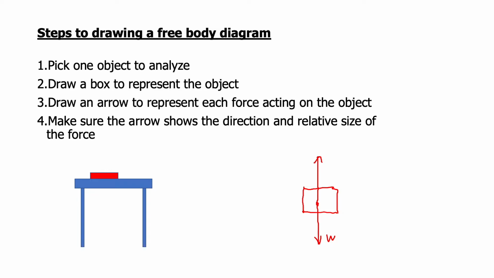Since the book here is at rest on the top of the table, we assume that these two forces are equal in magnitude, but they are directed in opposite directions. This is the normal force, or N or Fn. So this is the free body diagram of the book on the top of this table.